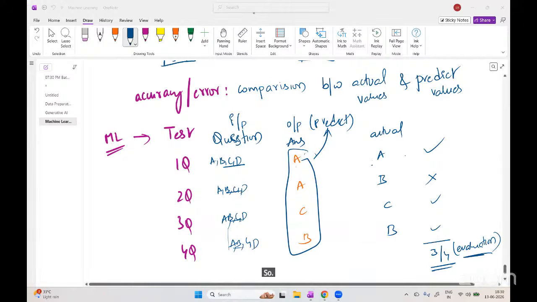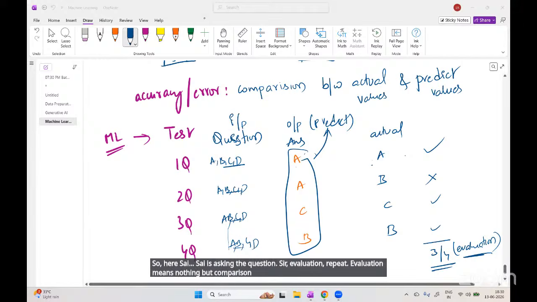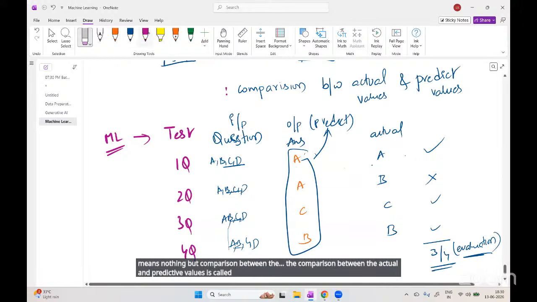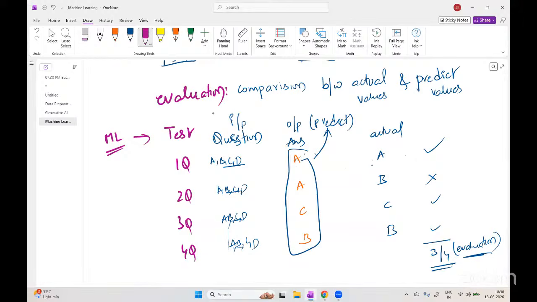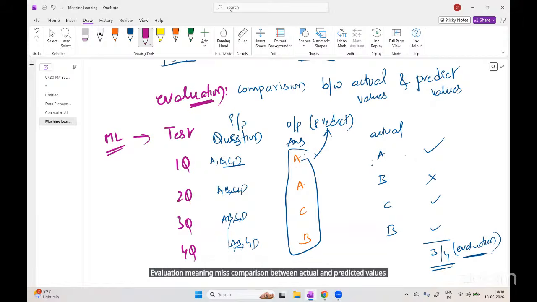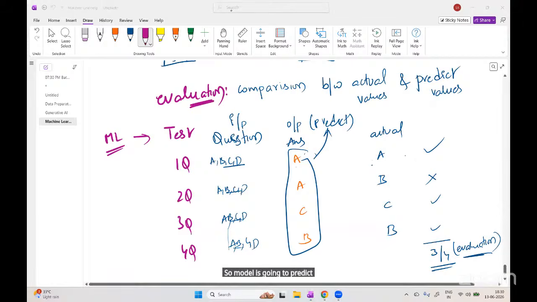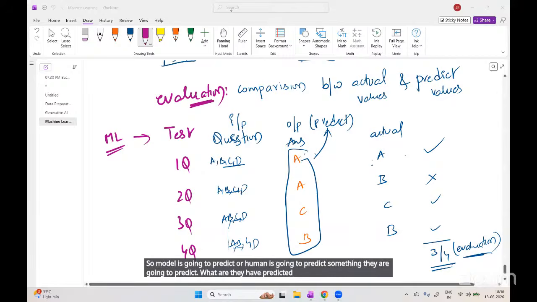So, here Sai is asking the question, sir, evaluation repeat. Evaluation means nothing but comparison between the actual and predicted values. So the model is going to predict, or a human is going to predict something. Whatever they have predicted, the prediction versus actual is called evaluation.